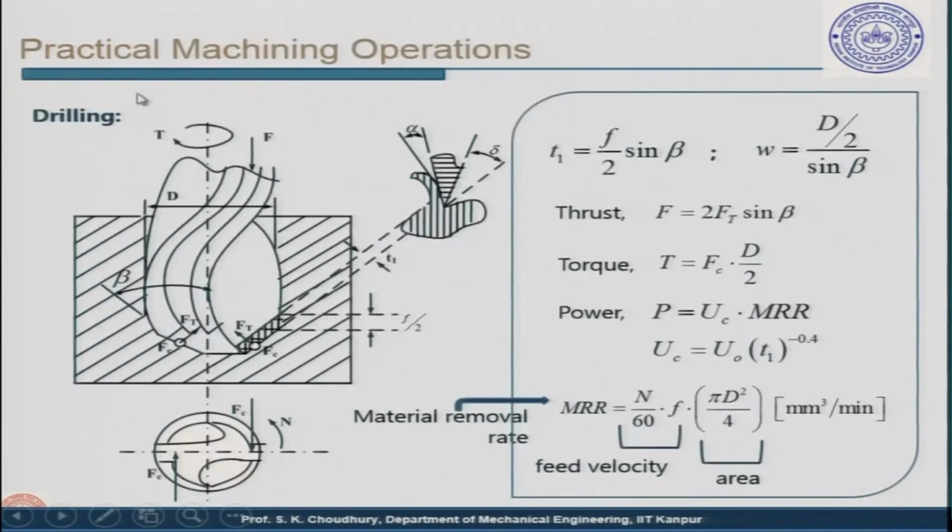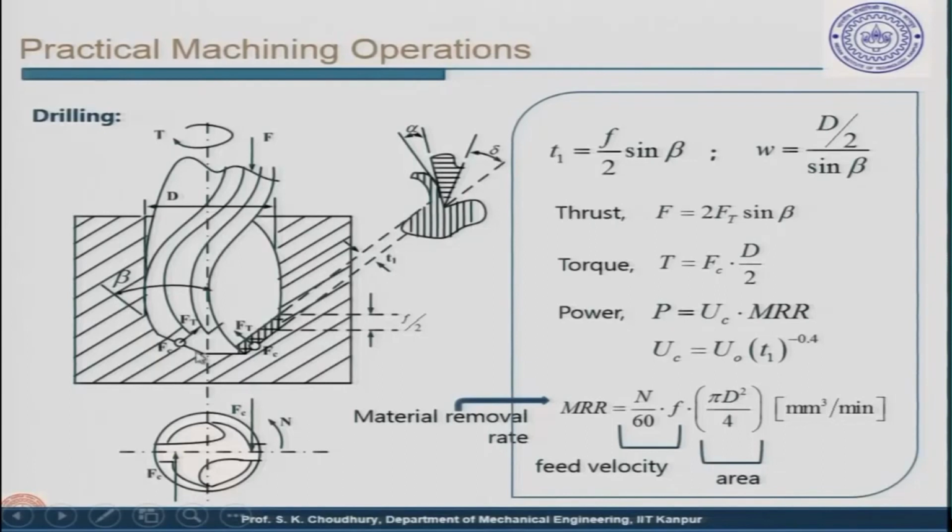Next, in the practical machining operations, is drilling. The tool which is used for drilling a hole, of course, you understand that the drilling process is used for making the hole. The hole may be a blind hole or a through hole, and the tool is the drill. Here you can see the schematic of the drill. In drilling, one difference is that here there are two teeth. This is the difference from the single point cutting tool.